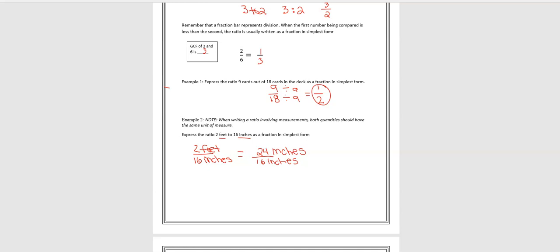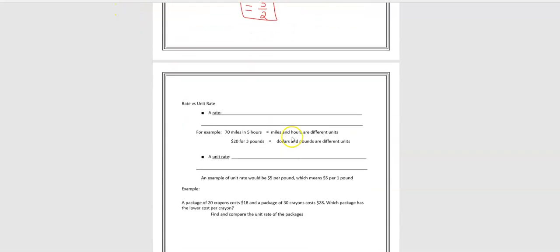What would be my GCF here? What number goes into both 24 and 16? Oh, 8. So I can divide top and bottom by 8 and get 3/2. Now that isn't so hard, is it? Okay, so let's move on.